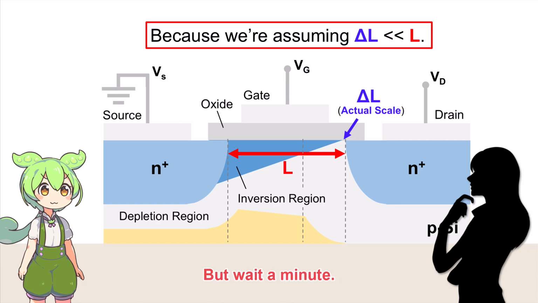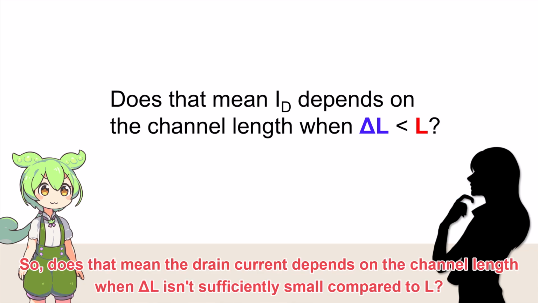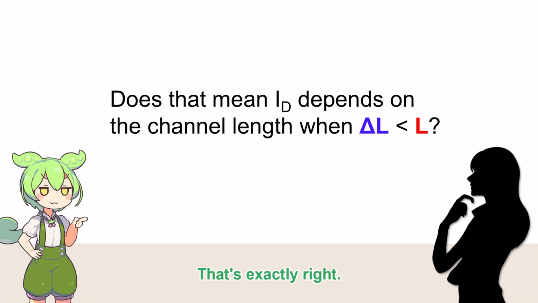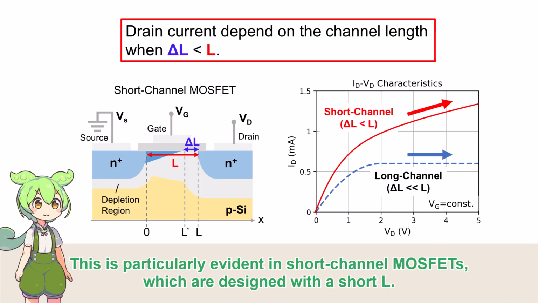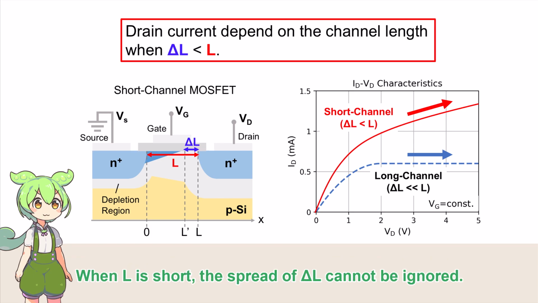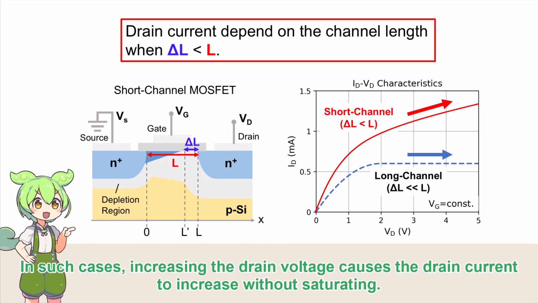But wait a minute. So, does that mean the drain current depends on the channel length when delta L isn't sufficiently small compared to L? That's exactly right. This is particularly evident in short-channel MOSFET, which are designed with a short L. When L is short, the spread of delta L cannot be ignored. In such cases, increasing the drain voltage causes the drain current to increase without saturating.